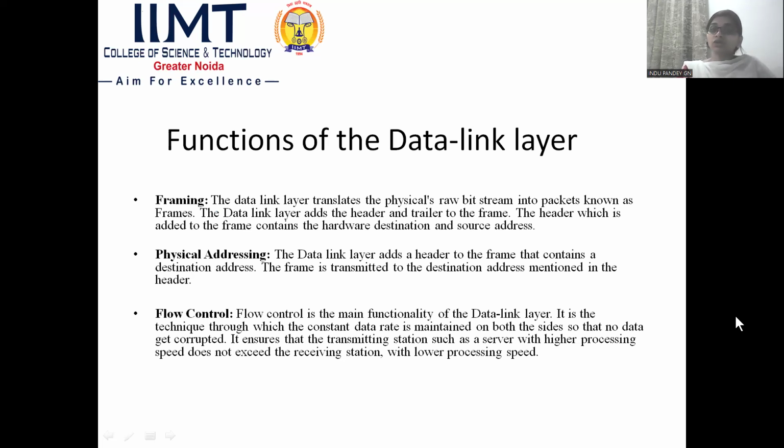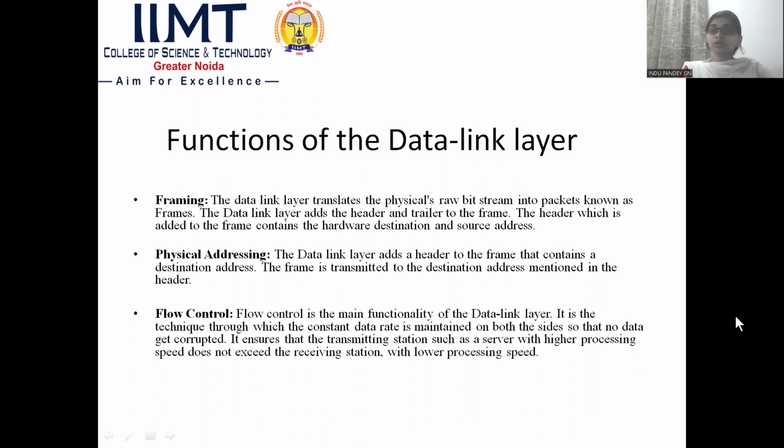The second important function of the data link layer is physical addressing. The data link layer adds a header to the frame that contains a destination address. The frame is transmitted to the destination address mentioned in the header. Means the data link layer provides a specific kind of address, called a physical address, during the transmission of data, through which data is transmitted from the sender side to the receiver side.